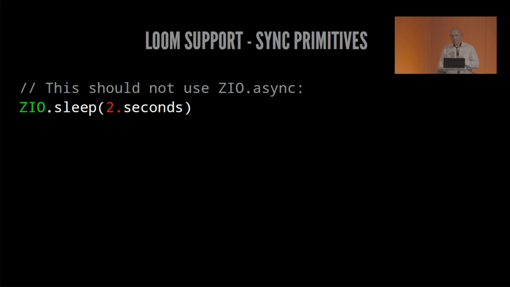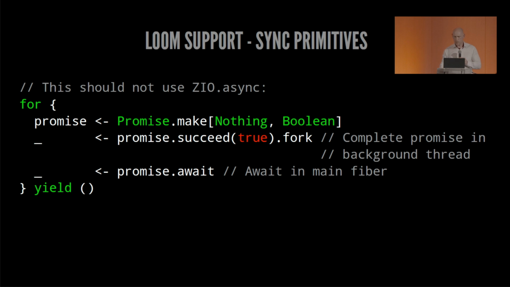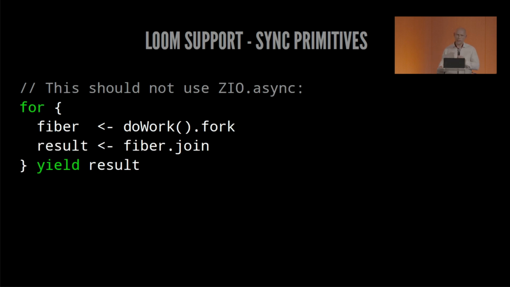So something like this, it should not use ZIO async underneath the covers. Promises shouldn't use async. Fork and join shouldn't use async. Basically, ZIO should never use async. Async just can make you slower. Why use it in a world with virtual threads?